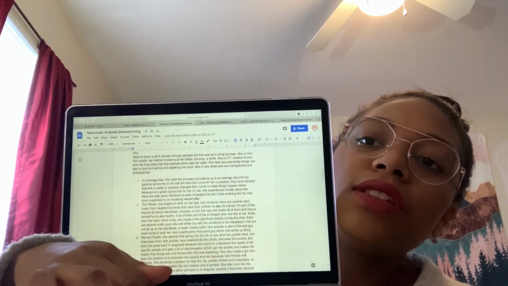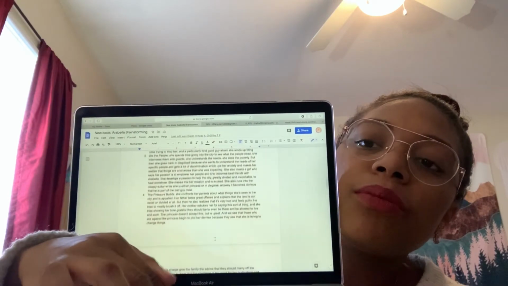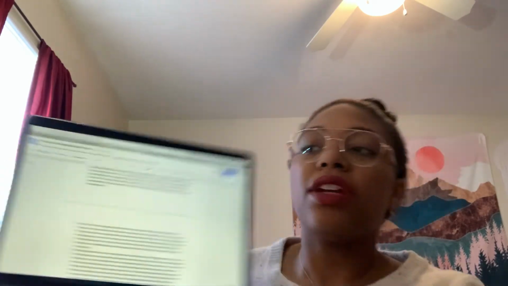So there's not really too much happening in each chapter. It's really just me trying to figure out how I get from point A to point B. I'll go ahead and read what I wrote for chapter 1. I said, we meet the princess just waking up to an average day, and her parents announce to her that the time has come for her coronation. They have decided, okay, I literally didn't even write in complete sentences. I literally put commas here. Comma, they have decided that she is ready, or possibly changed their minds to make things happen earlier because of a great opportunity for her to rule, comma.